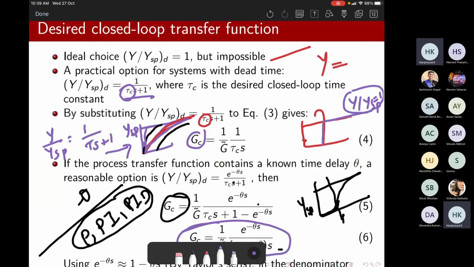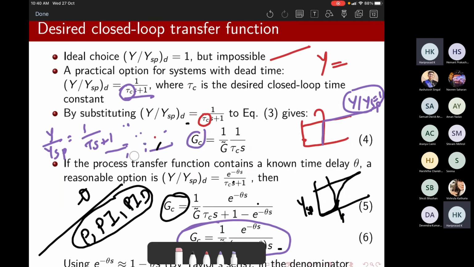So why again? One more thing. Why, if you see first order, why does Y by YSP take first order? Okay, let me answer this question in the reverse fashion.